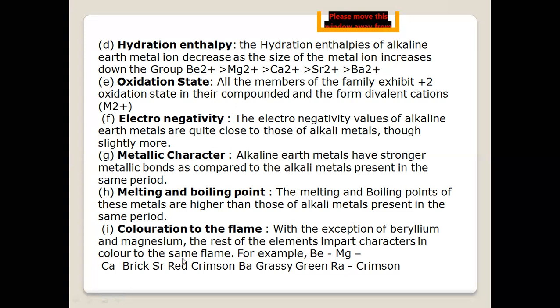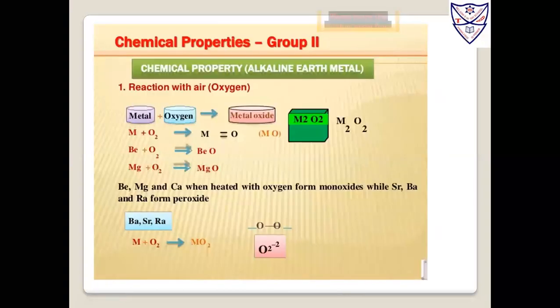And the colored flame of compounds like beryllium, magnesium, calcium, right? So it's a brick red color for calcium, strontium crimson red, barium apple green, radium crimson color. So these are colored compounds. Now here are the chemical properties of alkaline earth metals as they come in contact with the air.